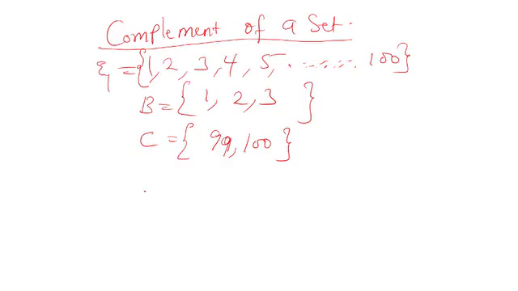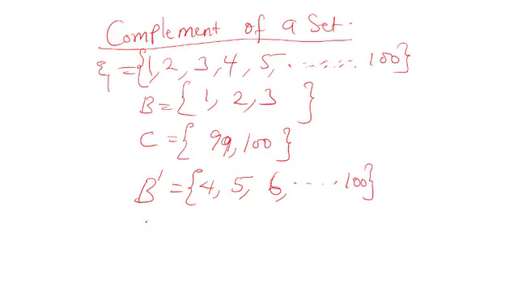So B complement will now be equal to, remember, there's 1, 2 here, 3 here. But from 4 to 100 is not in B. So B complement will now be 4, 5, 6 to 100. If you add B and B complement, you get the universal set. So B complement means those things that are not in B but are in this big set. So it's 4, 5, 6 to 100.